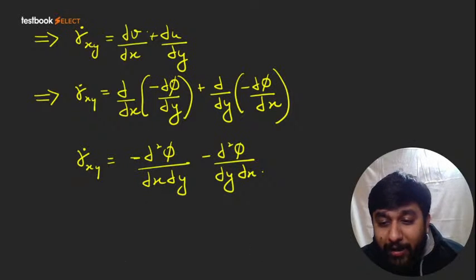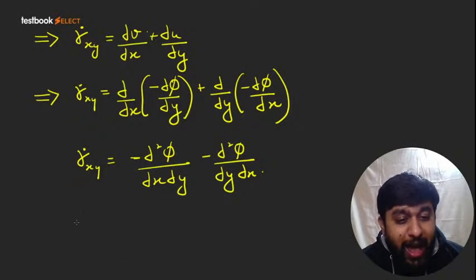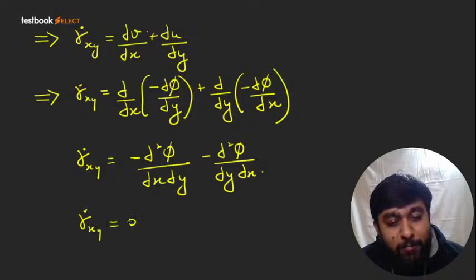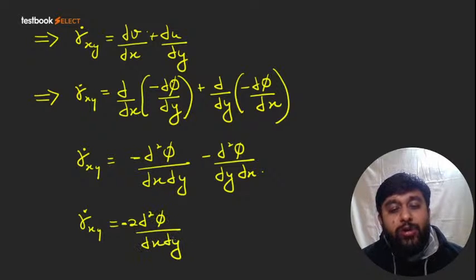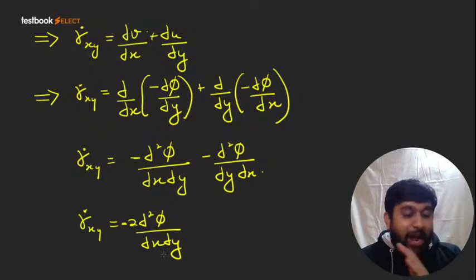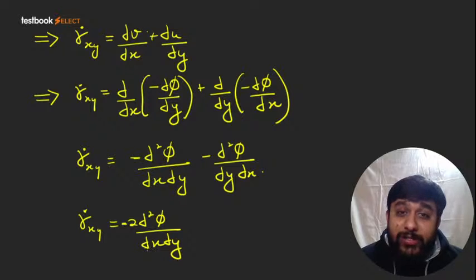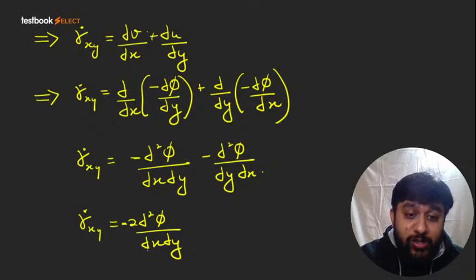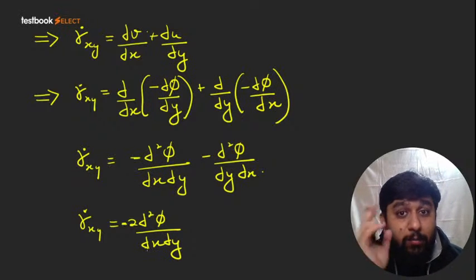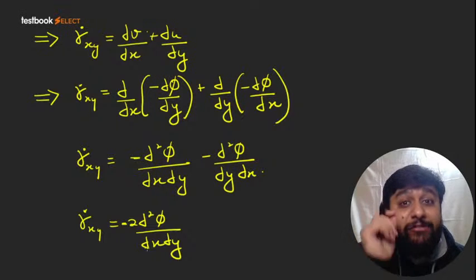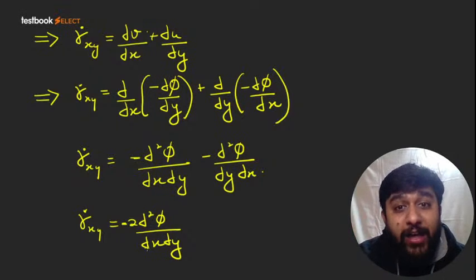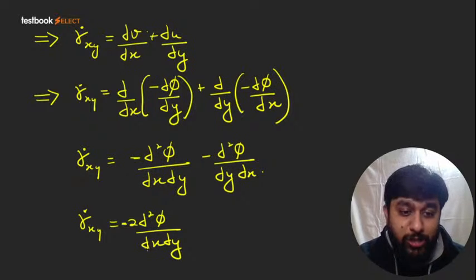So if you take a minus common, they will add up and you will have a factor of 2. So gamma dot xy is nothing but minus 2 del square phi by del x del y. You can also write it as del y del x. That is not going to matter. Okay. So this is the formula of rate of shear strain in terms of phi. But please remember, you can use the term phi only if the flow is irrotational.